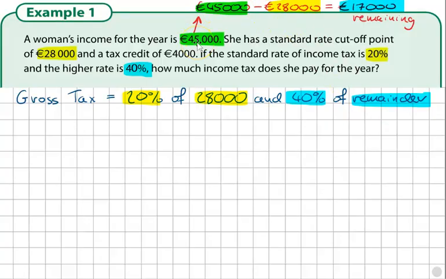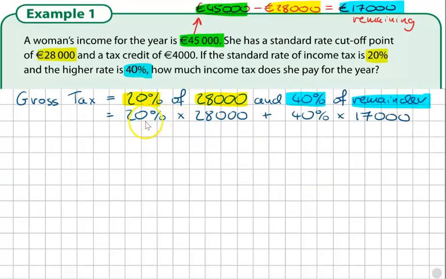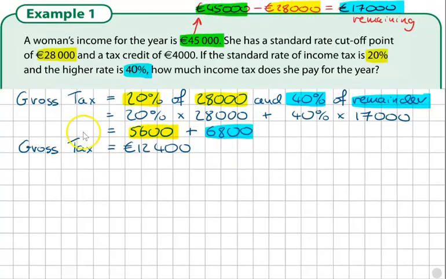So 45,000 minus 28,000 leaves us with 17,000. So that's the remaining amount, or the remainder. So you get 20% multiplied by 28,000, and we're going to add that to 40% multiplied by 17,000. So that's going to be 5,600 plus 6,800. So the gross tax is €12,400.